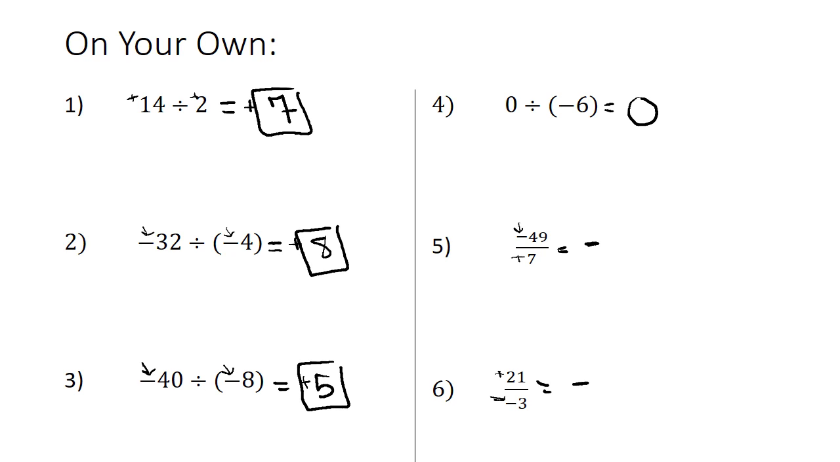I have 49 divided by 7, which is 7, which means my answer is going to be negative 7. And it's negative 7 because it's a negative divided by a positive. They are different signs. Then on my last one here, I have 21 divided by 3, which is going to give me 7, and it's a negative 7 because they have different signs, positive divided by negative.